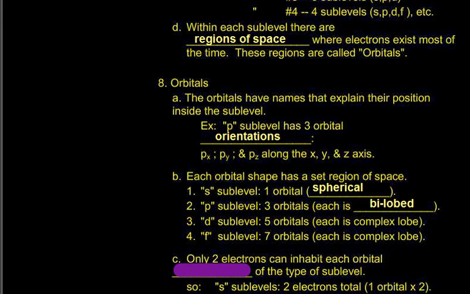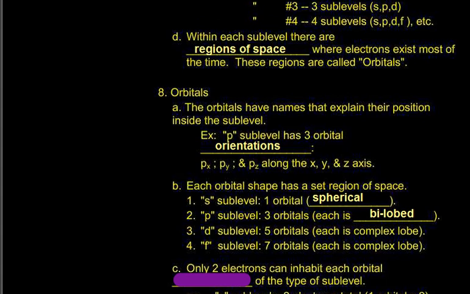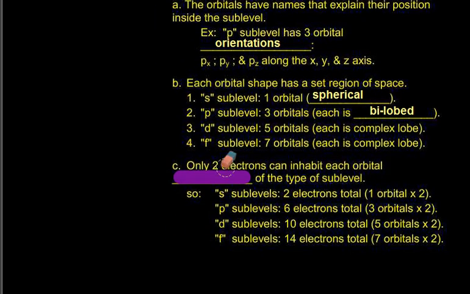And only two electrons can inhabit each orbital, regardless of the type of sublevel. So in any particular orbital, only 2 electrons can go in there. So in the S sublevels, there's a total of 2 electrons. In the P sublevels, there's a total of 6 electrons: 3 orbitals, 2 electrons apiece. In the D sublevels, there's 10, and in the F sublevels, there's 14. That's 5 orbitals times 2 and 7 orbitals times 2.